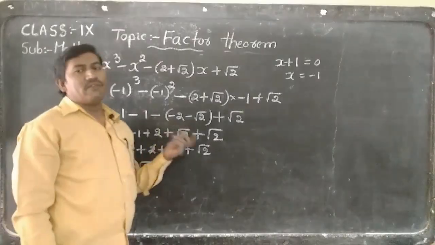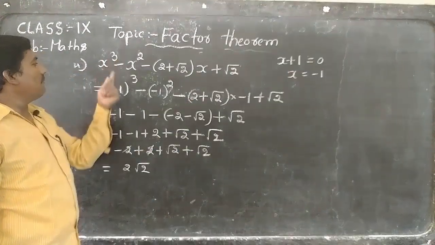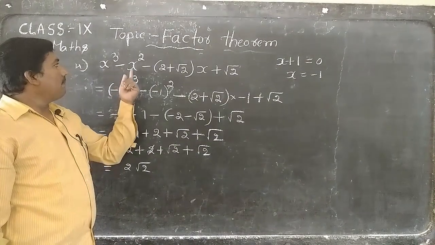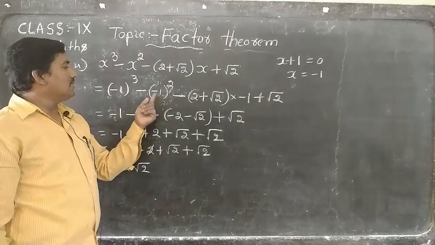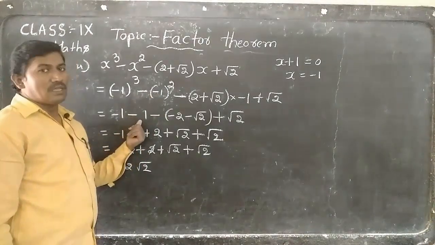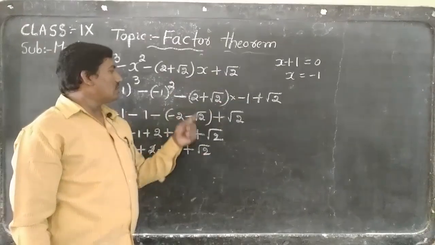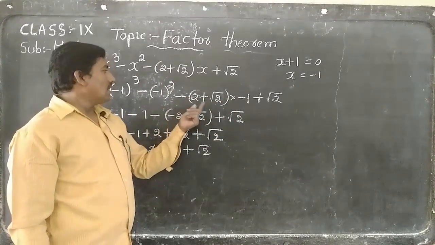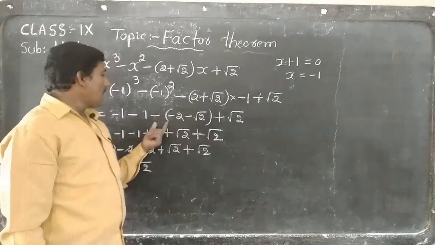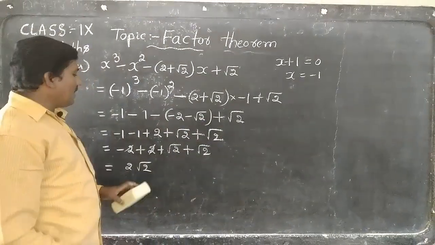Once more we'll check, don't confuse, very easy. X is equal to minus 1, substitute here, minus 1 whole cube, the power is an odd number means minus 1. Here minus, the power is an even number means in the place of minus 1, minus 1 into minus 1 plus 1. Before minus, so we kept here minus 1. Minus 2 plus root 2 into minus 1, so symbols are changing. 2 into minus 1 minus 2, minus root 2 into minus 1 minus root 2. Minus into minus plus. Plus root 2. Then we got here 2 root 2.